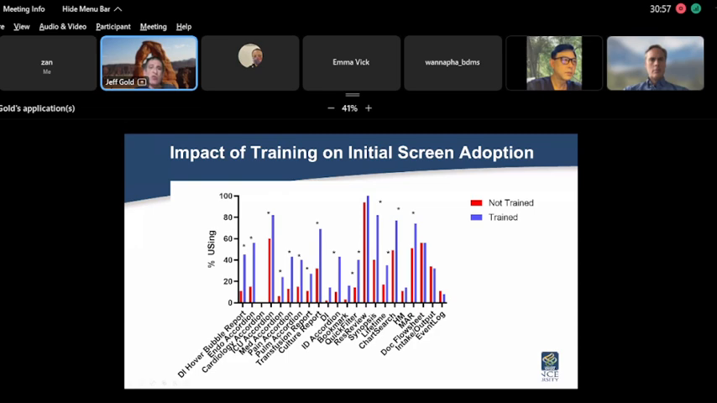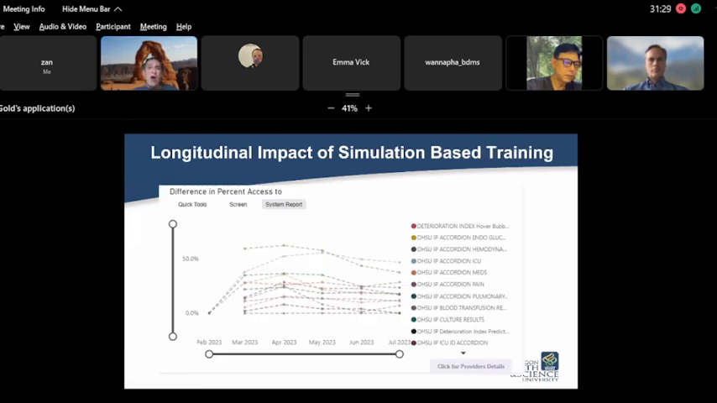So what you're seeing here are different screens, again, on the x-axis. Red are any physician who is logged into an inpatient context at Adventist who did not get our training. Blue are the physicians who did. And these are the percent of users. And you could see the number of screens where blue is greater than red, star, meaning these are statistically significant differences. And now we are starting to monitor this over time.